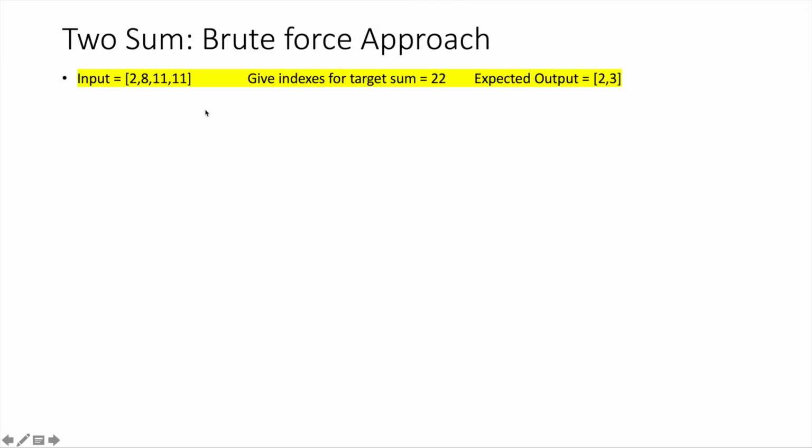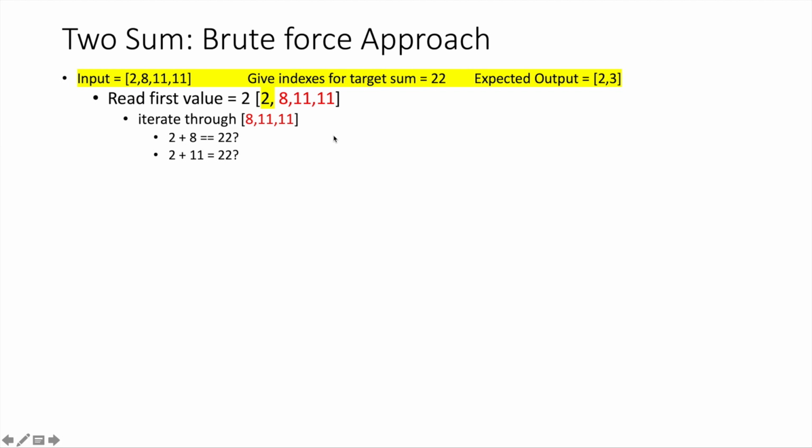So let's first go over the brute force approach to solve this problem. We are going to be given a list with the numbers 2, 8, 11, and 11, and our target sum is 22. So what we're first going to do is read our first value, which is 2, and now we're basically going to have a second for loop that iterates through the rest of this list right here. So it's going to iterate through 8, 11, and 11. And what we're going to do is see if 2 plus any of these numbers equals our target sum of 22. So does 2 plus 8 equal 22?